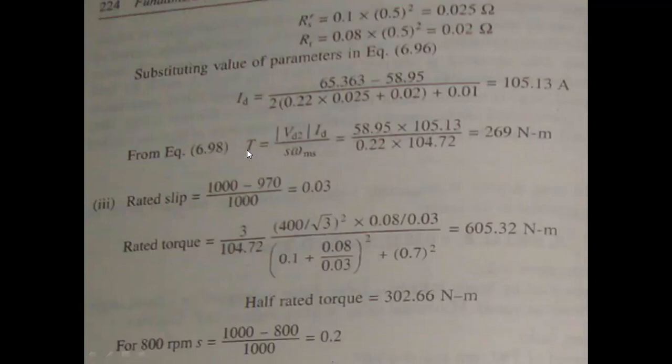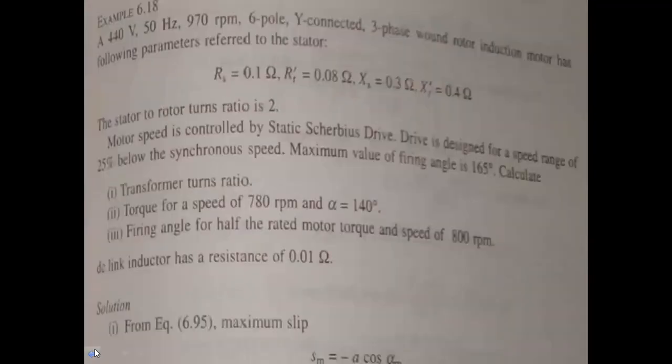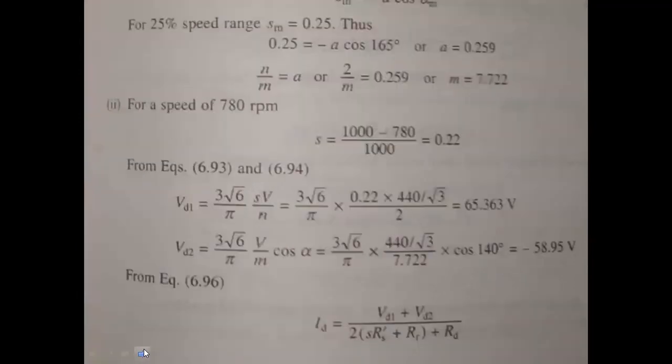Okay, so this is the torque value at alpha is equal to 140 and at a speed of 780 rpm. Now we have to find out the value of alpha. Third problem, we have to find out the value of alpha at half of the rated motor torque. What you get as torque in the second bit, we have to take it half, and at a speed of not 780 rpm, at 800 rpm we have to take now.